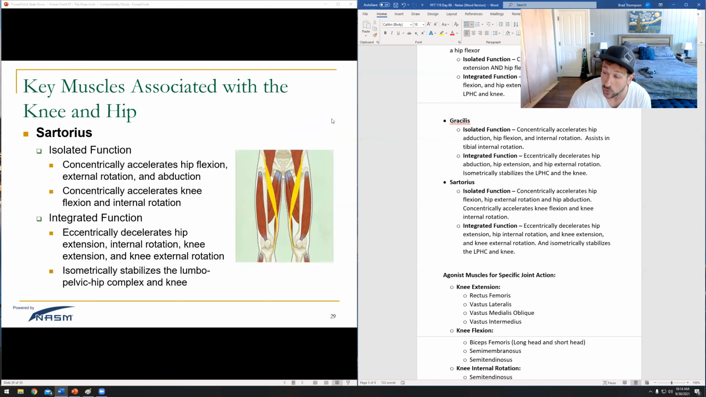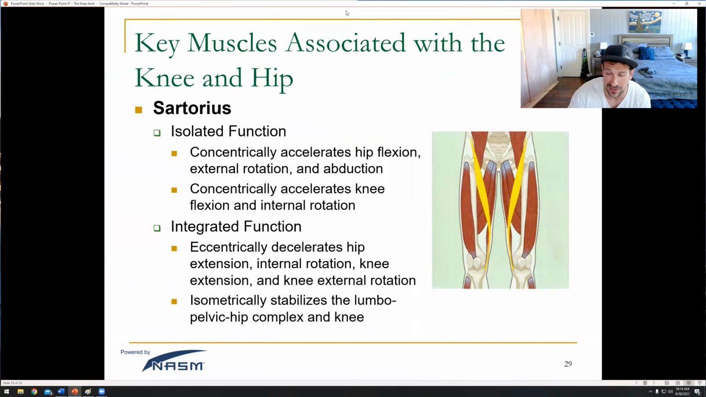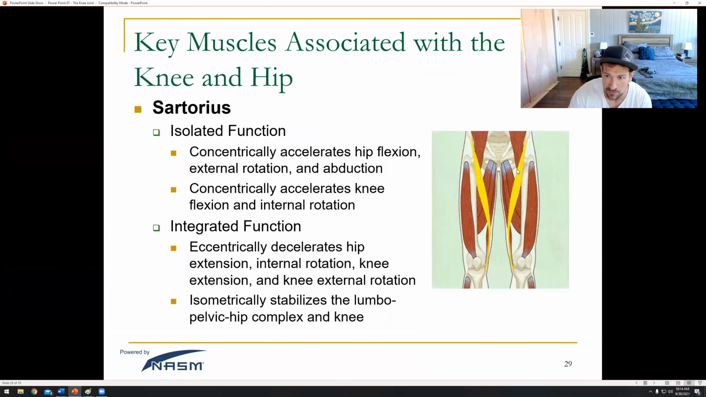We've also got your sartorius. That's also a knee stabilizer. This is the longest muscle in your body, by the way. Just a fun little factoid. Runs all the way from the pelvis, same spot as the rectus femoris did earlier, right? But it runs from there across and down and grabs the inside of the knee. So again, this is mostly a hip flexor. That's what it's famous for. It's mostly an external rotator. It's mostly an abductor, right? It's doing a lot of hip stuff, but it is there to help with a little bit of knee flexion.